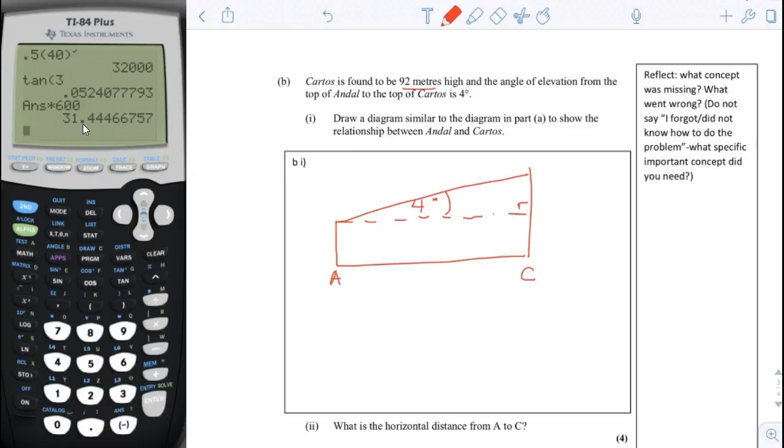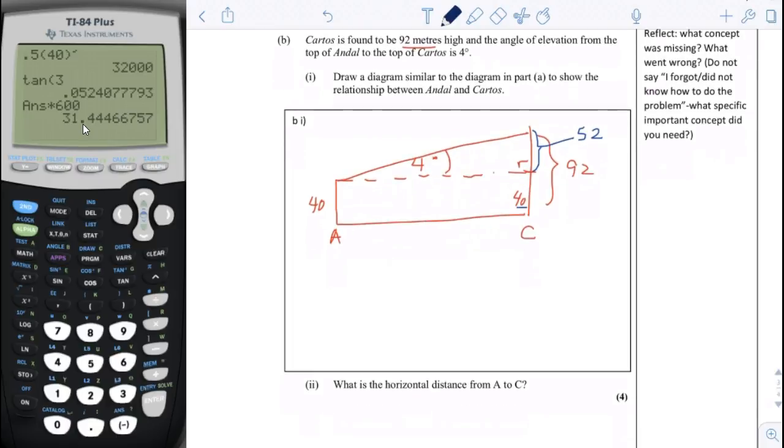And we know that Kartos is 92 meters high. And so that means that this part is 40, up to the height of Andal. And then, in addition, there's another segment here. We'll draw it in another color. This segment here is going to be 52. Okay, so that's like the remainder of the height of 92 after you subtract off the bottom part, which is 40. And so we drew a diagram. That's what we needed to do for this part.